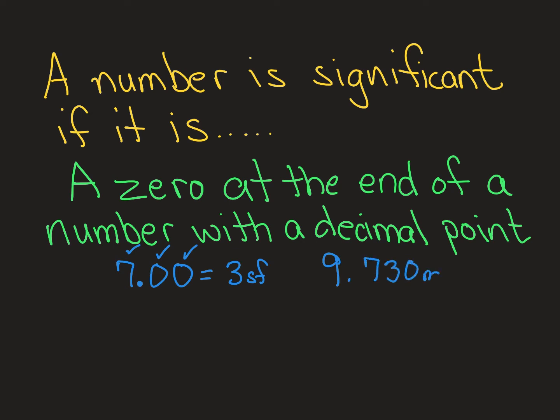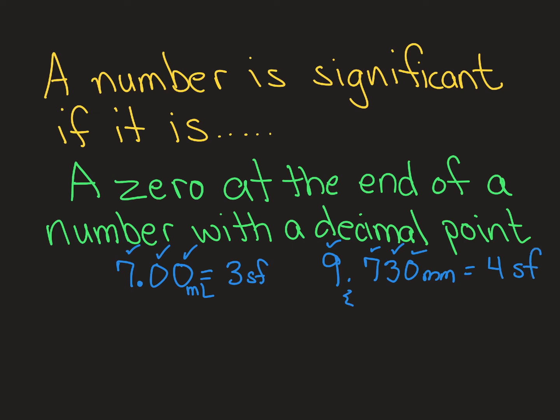9.730 milliliters. I keep forgetting to add a unit. Let's put milliliters over there. All right, 9.730. So we count the 9, the 7, the 3, and the 0. Why do we count the 0? Because it is at the end of a number with a decimal point. So this has 4 significant figures.